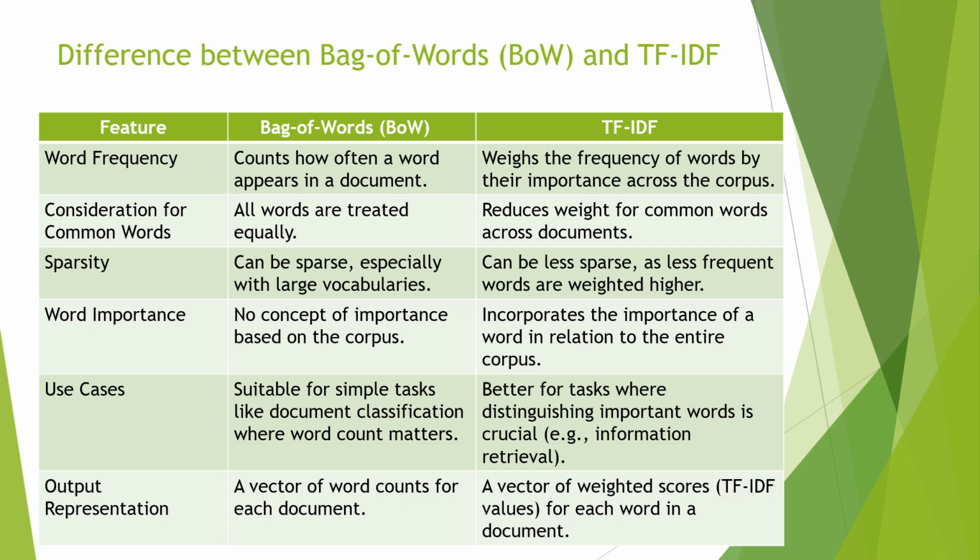The output representation of the bag of words method will be a vector of word counts for each document, whereas in TF-IDF we generate a vector of weighted scores for each word in a document.